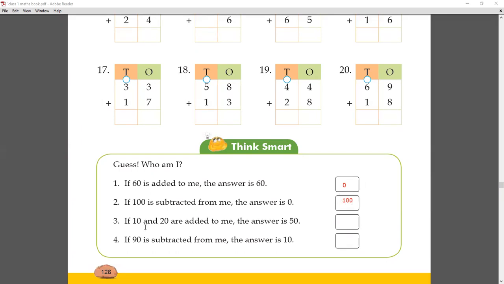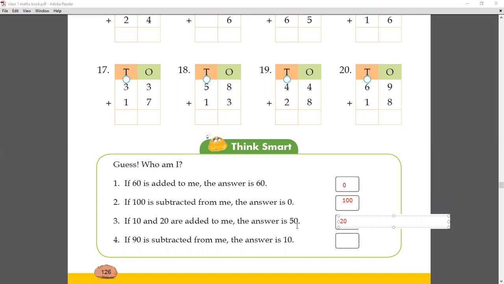Next, if 10 and 20 are added to me, the answer is 50. 10 and 20 added to me. 10 plus 20 is equal to 30 and what is our answer? 50. So how many numbers do we add in this? 20. 20 plus 10, 30 plus 20, 50. So we write 20 here.